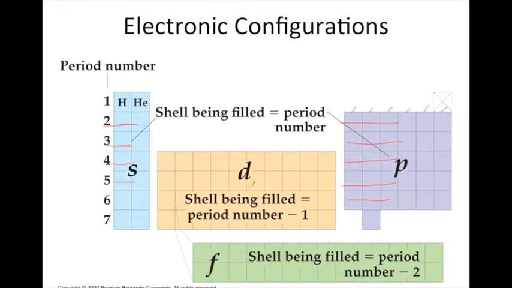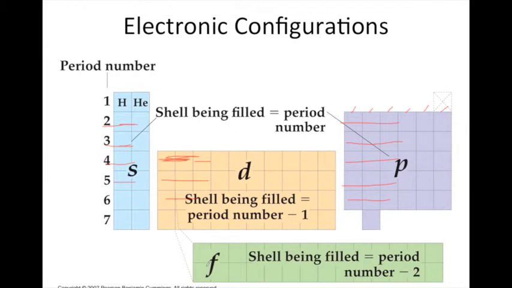The transition elements, here we call this the d block. Atoms in this block are having their d orbitals filled. The only difference here, though, is that atoms here are not filling the 4d. Atoms in this period are having the 3d filled. So the shell being filled is equal to the period minus 1. This is the fourth period, so this would be the 3d. In this one, the 4d is being filled, then the 5d, etc.